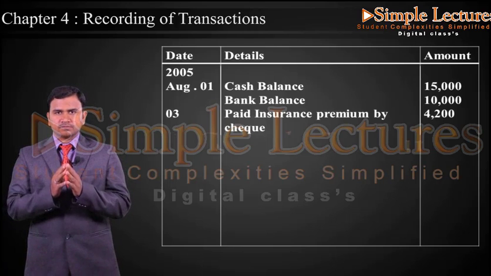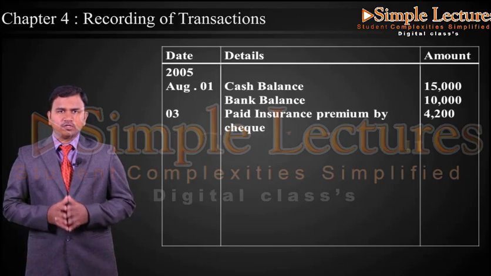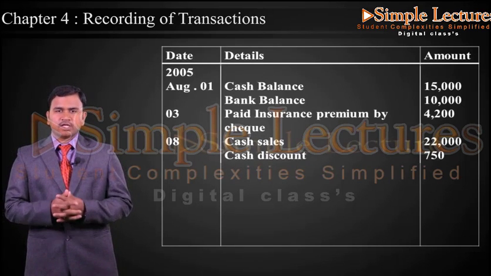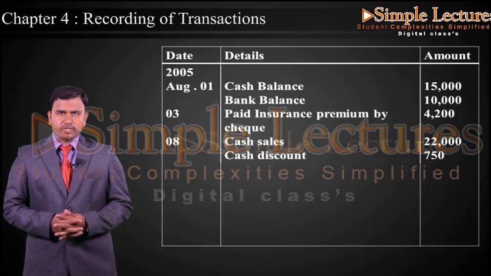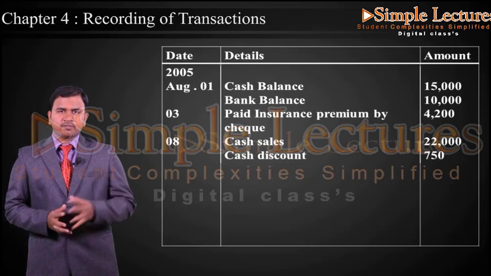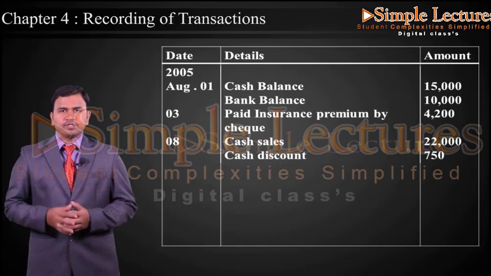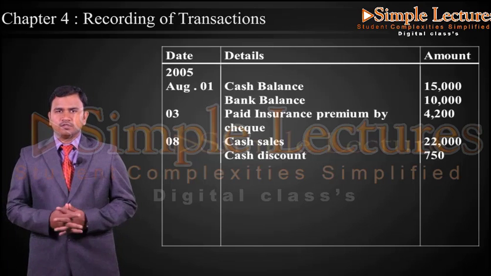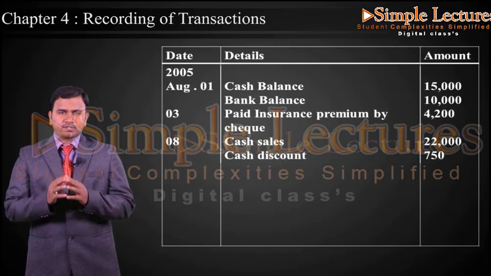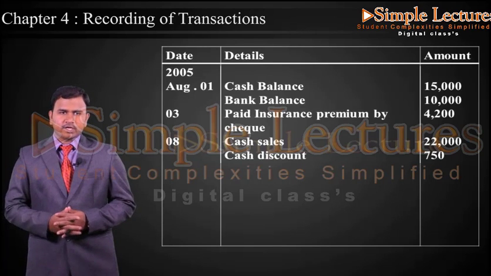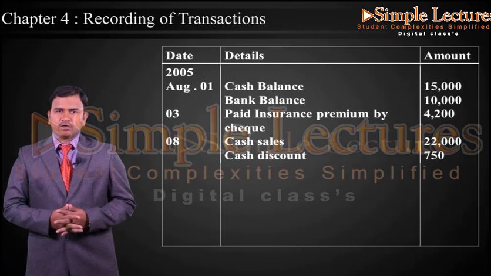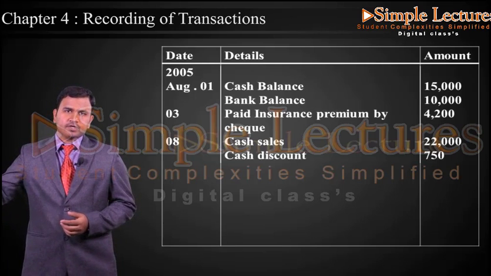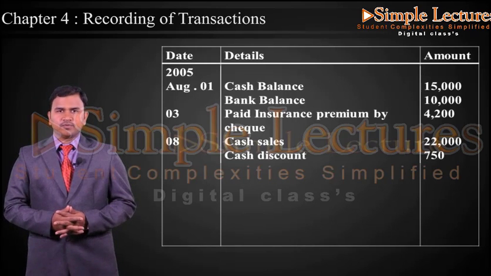4,200. Next transaction we have on August 8: cash sales 22,000 and allowed discount of rupees 750. Whatever discount is allowed doesn't matter here because we are going to record only the receipts and the payments. So when there is a cash sale, we are going to receive the cash. So it is nothing but a receipt, which should be recorded on the debit side, and the entry will be recorded on the date August 8, to sales account, and the amount will be recorded in the cash amount column 22,000.